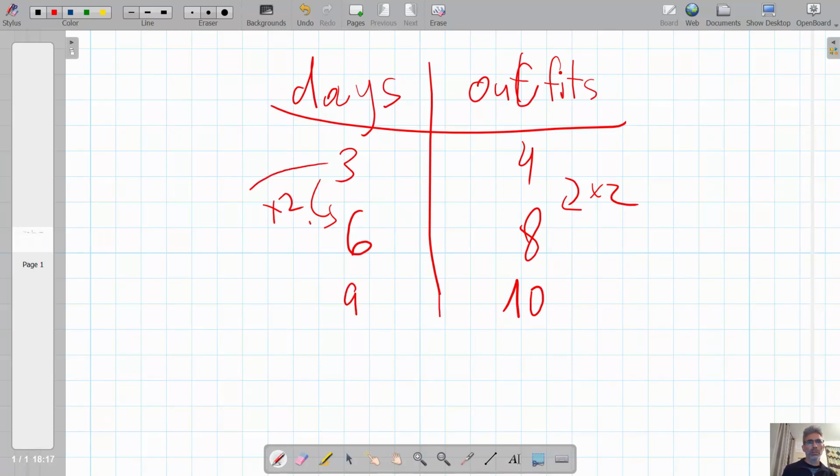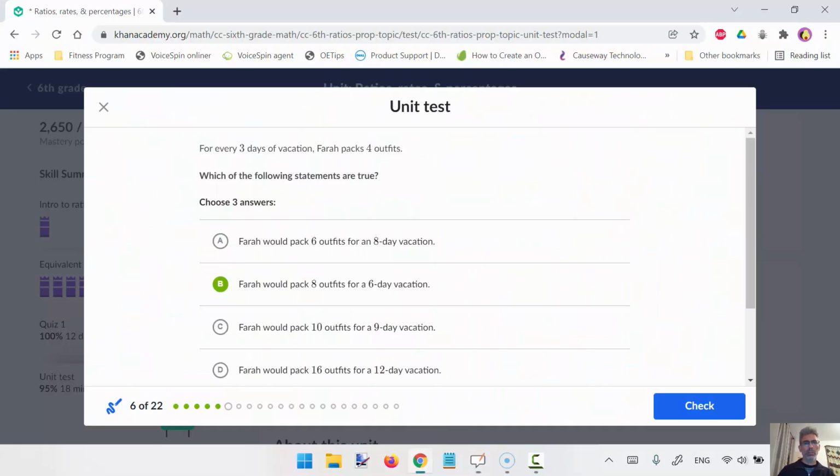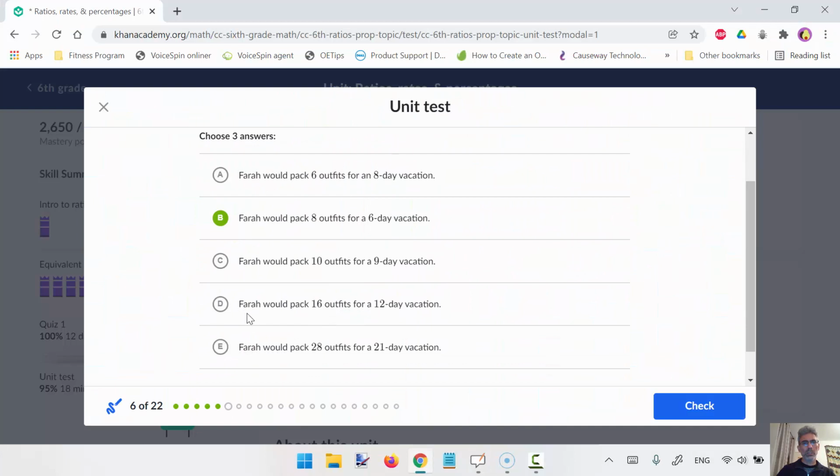Okay. So to go from 3 to 9, we multiply by 3. To go from 4, if we multiply by 3, we need to get to 12. So this is not correct. 9 to 10 is not good. 10 outfits for a vacation. That's not correct. Harold packed 16 outfits.